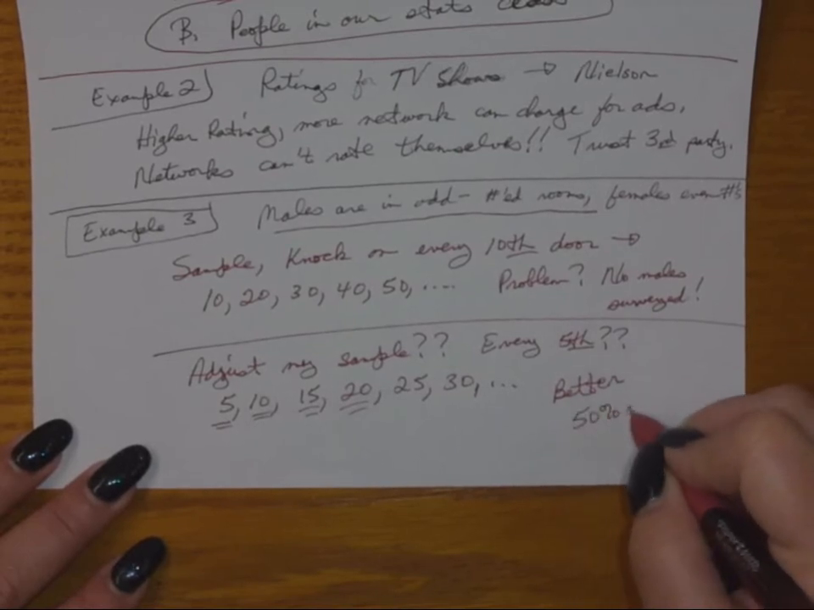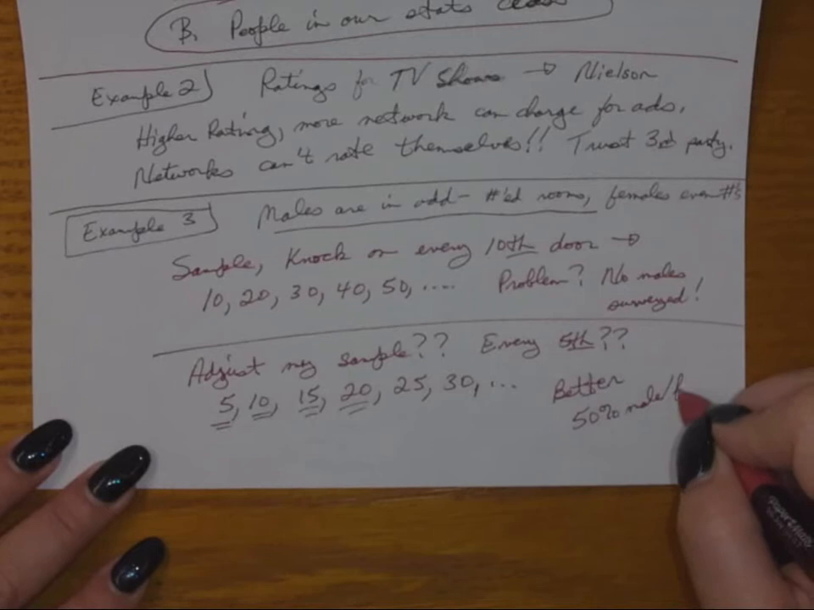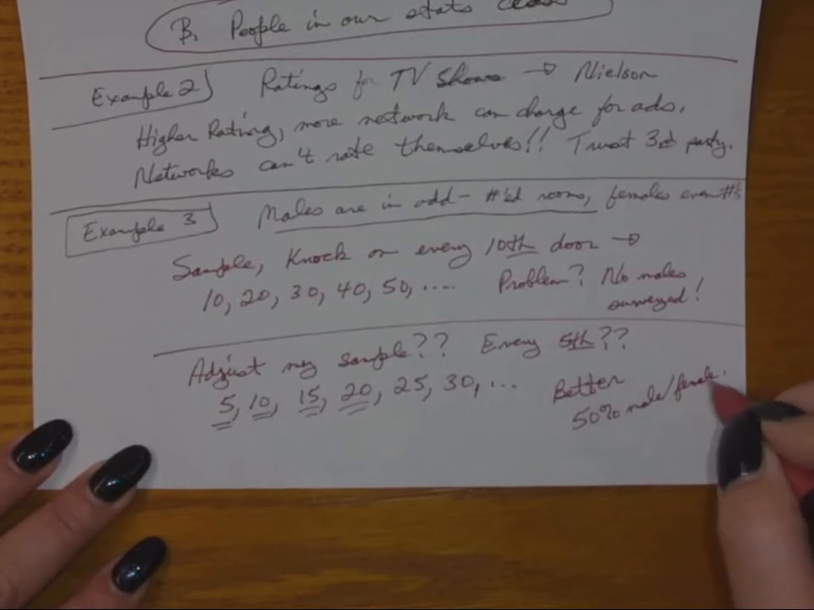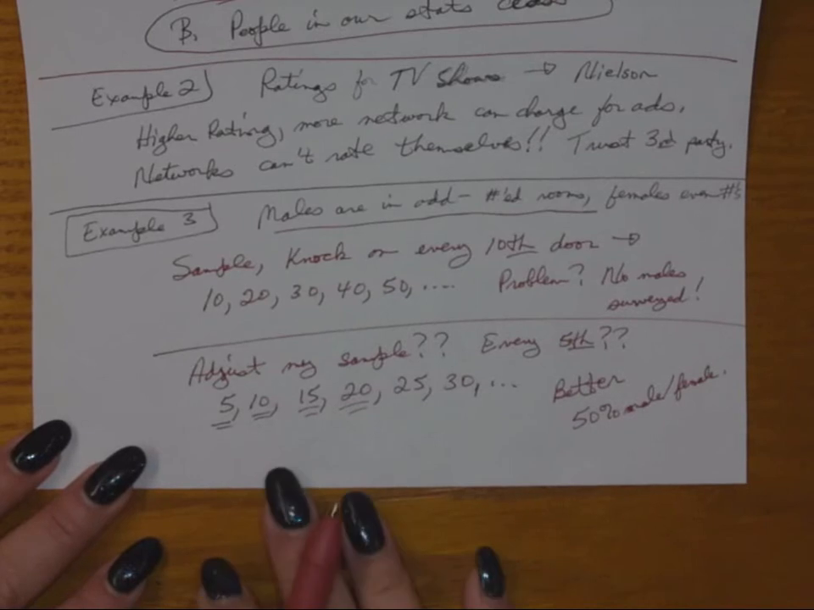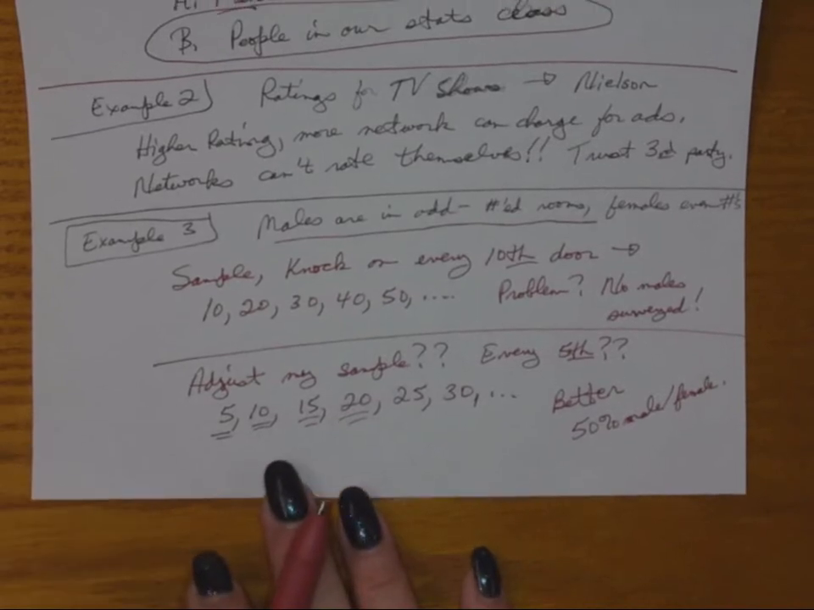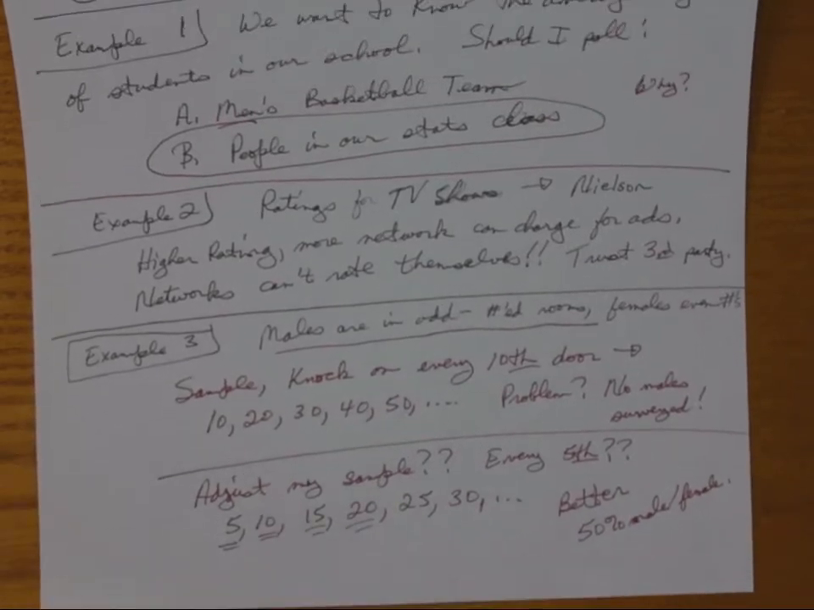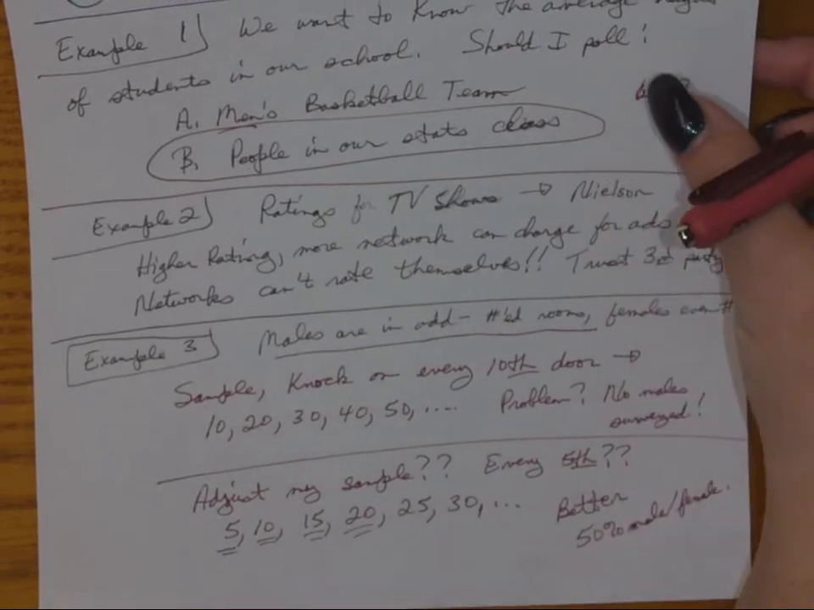50% male versus female. And that's a much better scheme than up here where I was doing every 10th, which I might have thought, hey, I'll be good here, there's not a problem. I'm just going to select every 10th. It's a system for me, right? It works, but I would have been in trouble because I would not have had any males in my sample. So that would be a problem. All right.